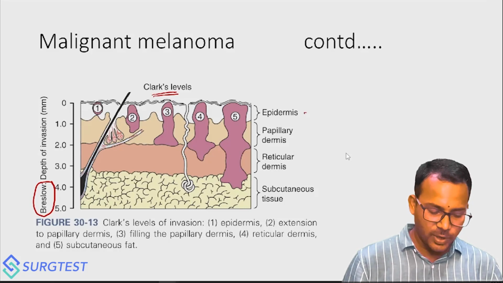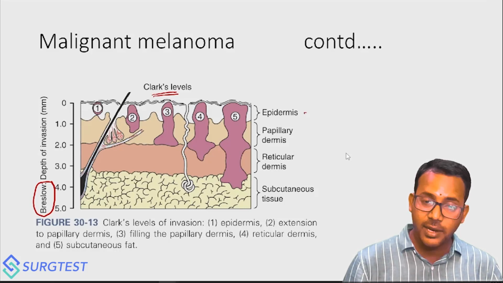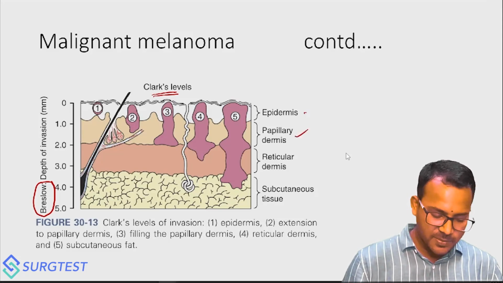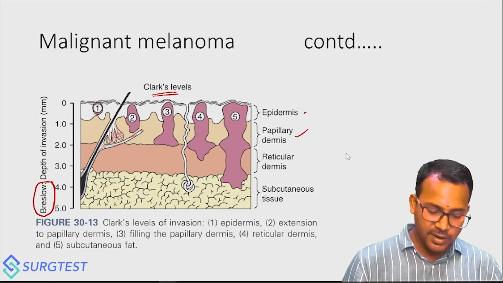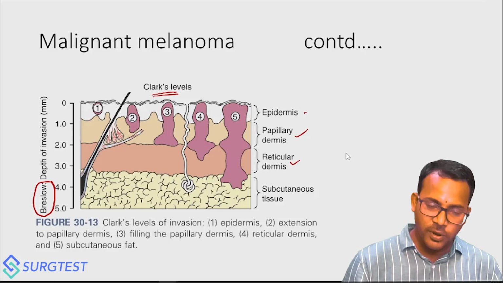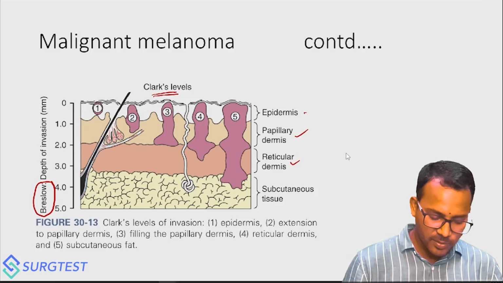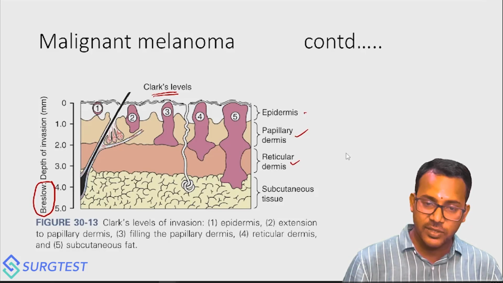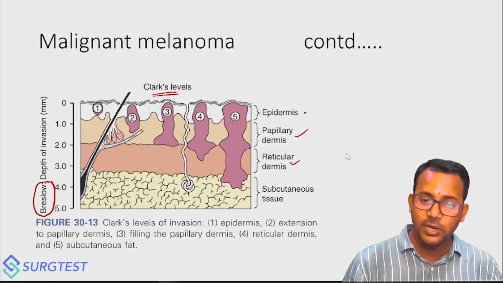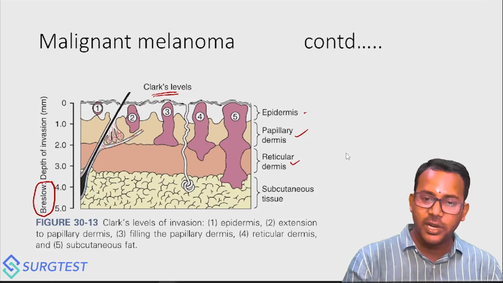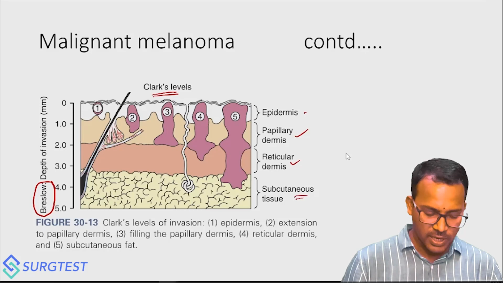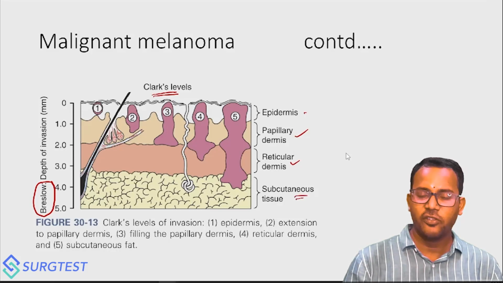Okay, Clark's 2 will be spanning the epidermis and it will be entering the papillary dermis. Clark's level 3 would be spanning the papillary dermis and reaching up to reticular dermis. Whereas Clark's 4 will be going into the reticular dermis. And Clark's 5 will be spanning from the epidermis into the papillary dermis into the reticular dermis, completely through the reticular dermis, and it will be invading the subcutaneous tissue. So this was the Clark's level of malignant melanoma.